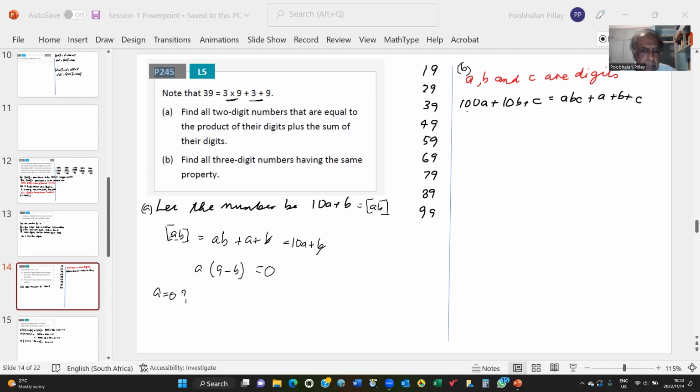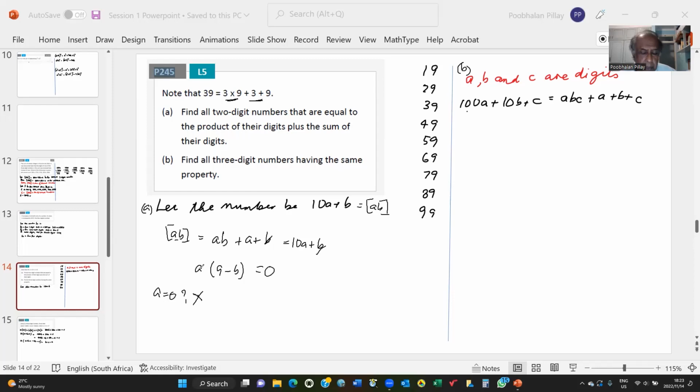Now, I'll tell you that A cannot be 0, because then it would mean that this A here is 0 and it cannot be a two-digit number. For a two-digit number, you must have A, B, but A cannot be 0. A is at least 1, right? So A is not 0.